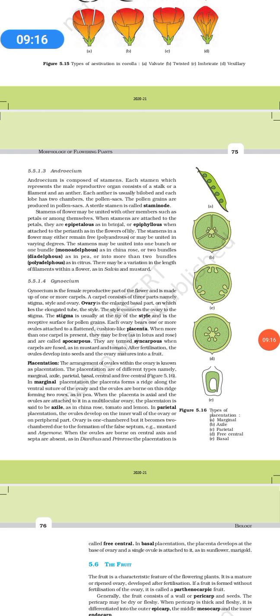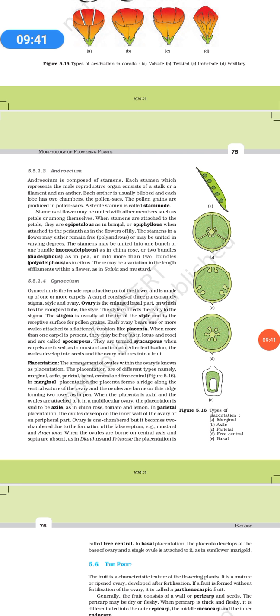So the stamens in a flower may be either free, which is polyandrous, or they may be united. The stamens may be united in one bunch or one bundle, that is monadelphous. If they are united in 2, then it is known as diadelphous. And if it is more than 2, it is polyadelphous.